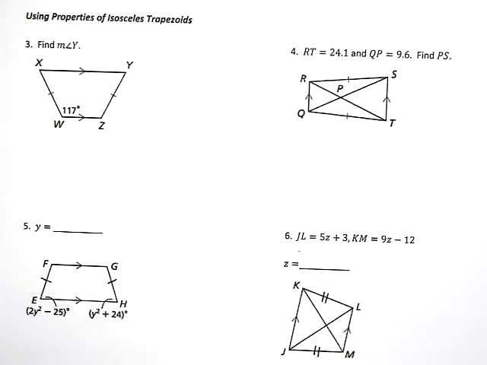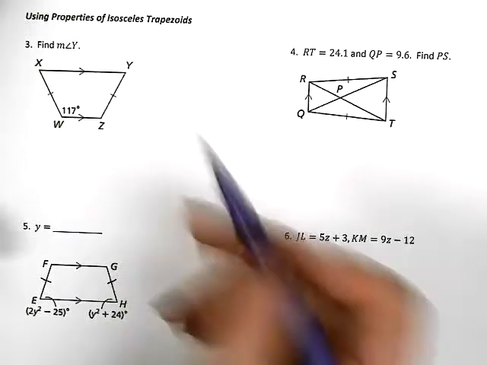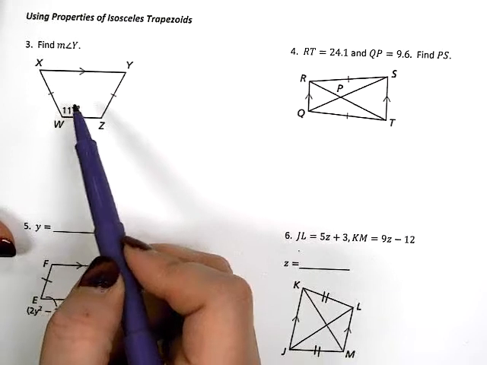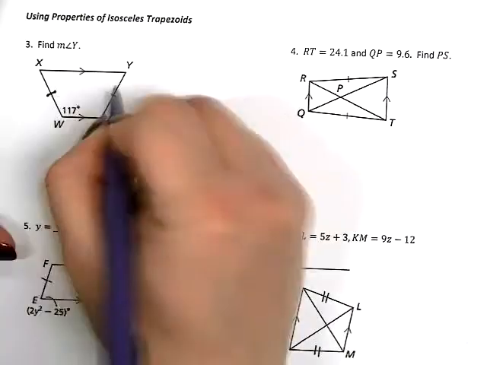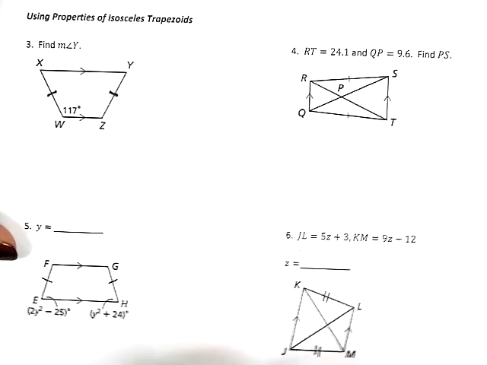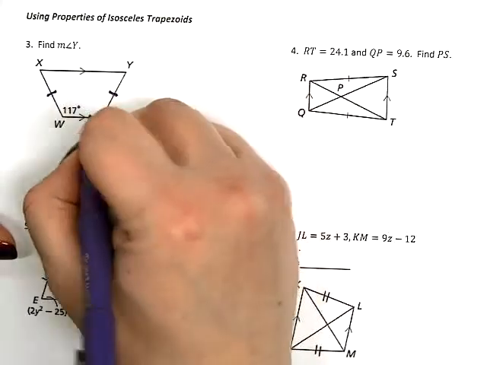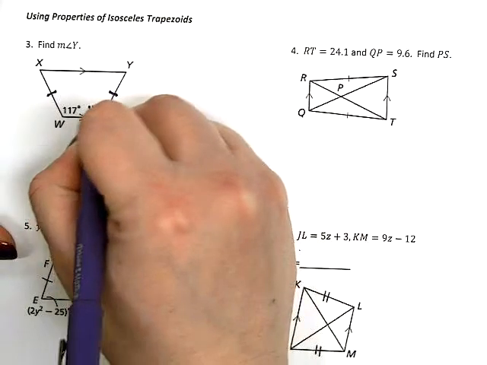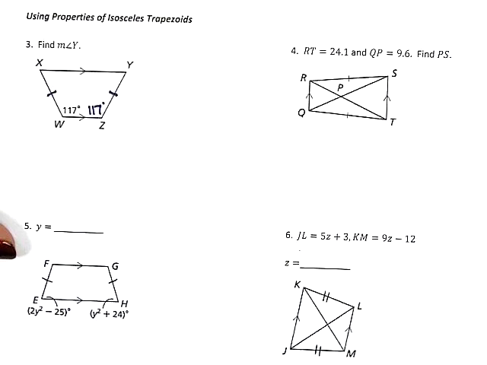All right, let's move on to some trapezoids real quick. So let's look at number 3, I guess. Number 3 is pretty quick. So we want to find the measure of angle Y. If you look, we're given an isosceles trapezoid because we've got the legs that are marked congruent, which means we know that the base angles are congruent. So this angle is 117 as well, angle Z.